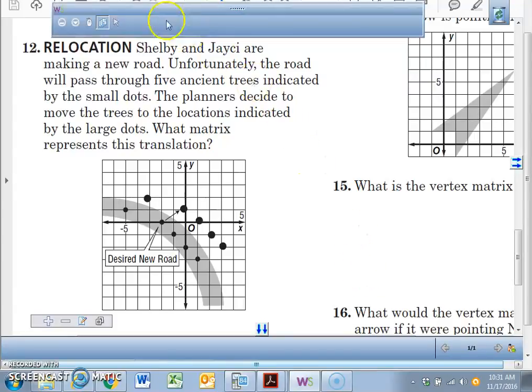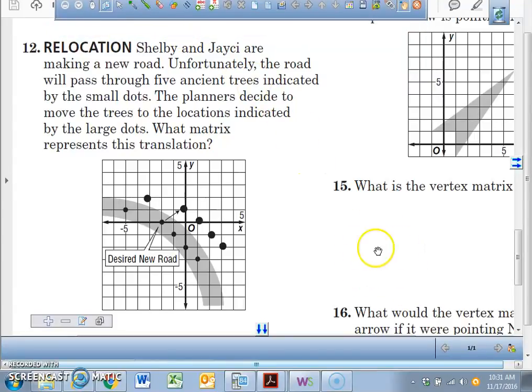Right now we're continuing to work with transformations with matrices, chapter 4, section 4. We have a little word problem here. It says Shelby and JC are making a new road. Unfortunately, the road will pass through 5 ancient trees, indicated by the small dots. We got a tree here, here, here, and here. Got 5 ancient trees. This is the desired new road.